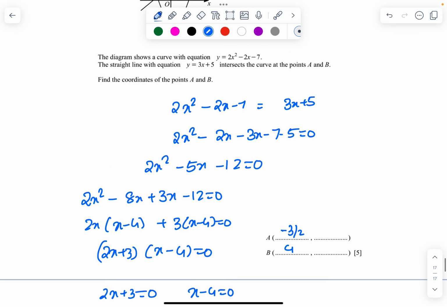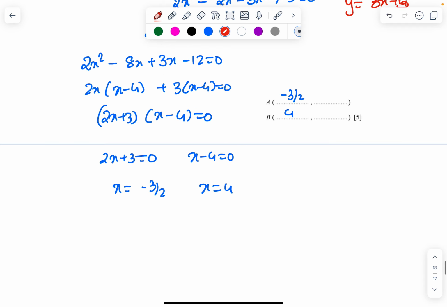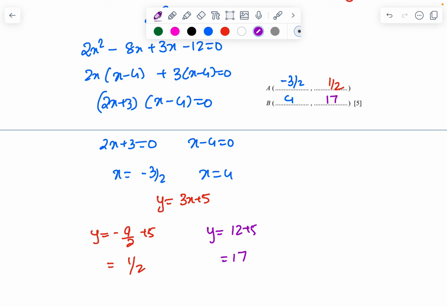Plug into the equation y equals 3x plus 5, not into the curve. So y equals minus 9 by 2 plus 5, which is going to be 1 by 2. Then if I plug in 4, y equals 12 plus 5, which equals 17. So the other point has y equal to 17. For these kinds of questions, you are supposed to check the calculations carefully, otherwise there are chances of getting a wrong answer.